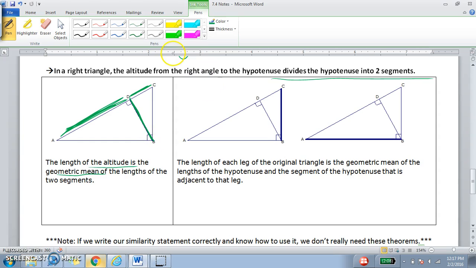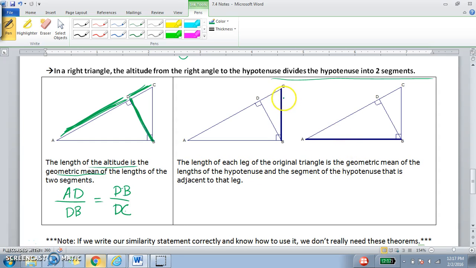This is going to be the geometric mean between those 2 pieces. So in other words, if I write AD and DC, DB is going to be the geometric mean between those. So I write that in these two spots and the other two things that I'm finding the geometric mean between in the other two spots. This will make more sense when we do examples of it.